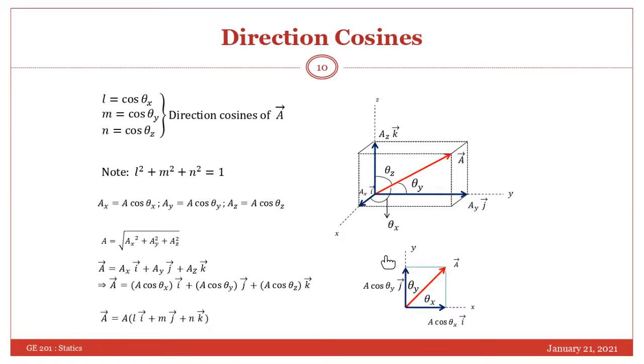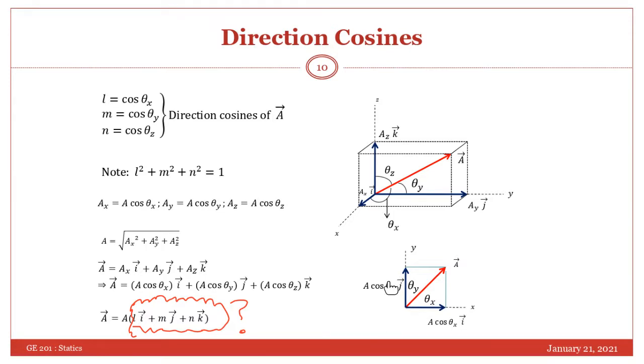So can anyone guess what this quantity is? l i plus m j plus n k. Direction vector? Anyone? Pardon? Direction vector.